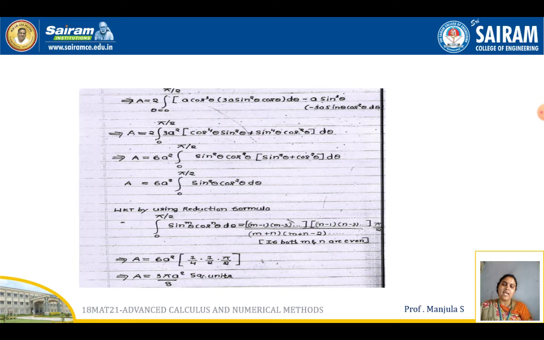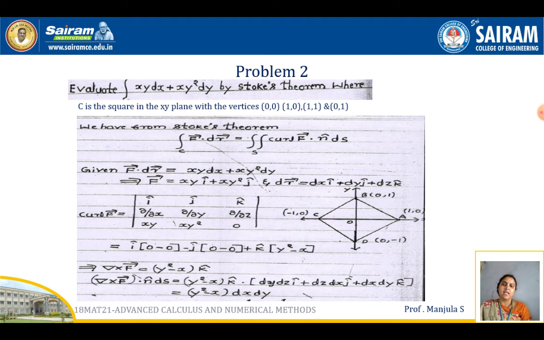So A can be written as 6a square into 1 by 4 into pi by 2. On simplification we get the area as 3 pi a square divided by 8 square units. This is our required solution. Now we'll see the next problem.